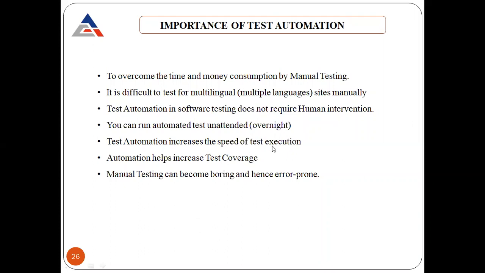Automation increases the speed of test execution, definitely. Automation helps increase test coverage, so we can perform more test cases. If we perform more test cases, test coverage definitely increases. Manual testing can become boring and hence error prone. If humans start testing, the human will be active in the first half an hour, first 1 hour, 2 hours. But if the human is performing the same action for long hours, the human gets bored and starts giving wrong results. Whereas artificial intelligence, for any number of hours, will work on the same concept. It will give the accurate result and not get bored of the work being done.